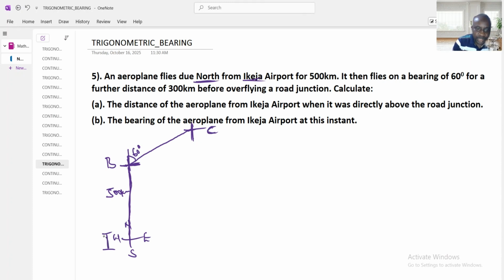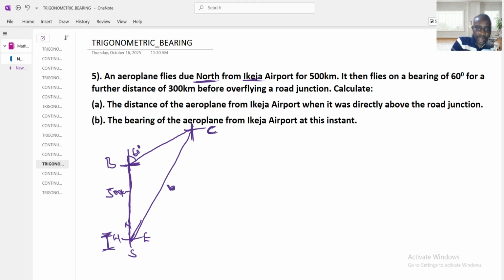This point is I, Ikeja, where it starts from. This point is B. Calculate the distance of the aeroplane from Ikeja Airport when it was directly above the road junction. It means from Ikeja to where it stops here. The aeroplane is here, which is point C. We are going to join it together like this. This is the distance from Ikeja to where the plane is above. That's what the question is asking, which is small letter b, the side opposite that angle B.